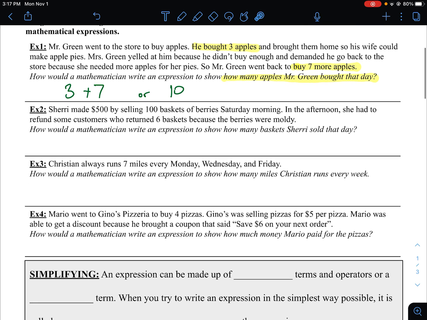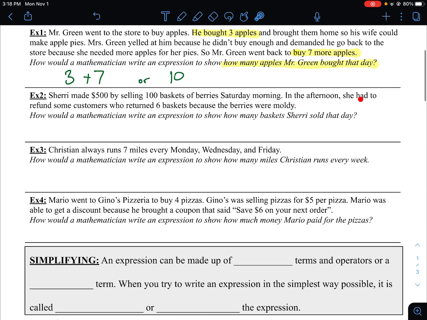Let's take a look at story 2. Sherry made $500 by selling 100 baskets of berries Saturday morning. In the afternoon, she had to refund some of her customers who returned 6 baskets because the berries were moldy. How would a mathematician write an expression to show how many baskets Sherry sold that day? So we just want to know how many baskets she sold that day.